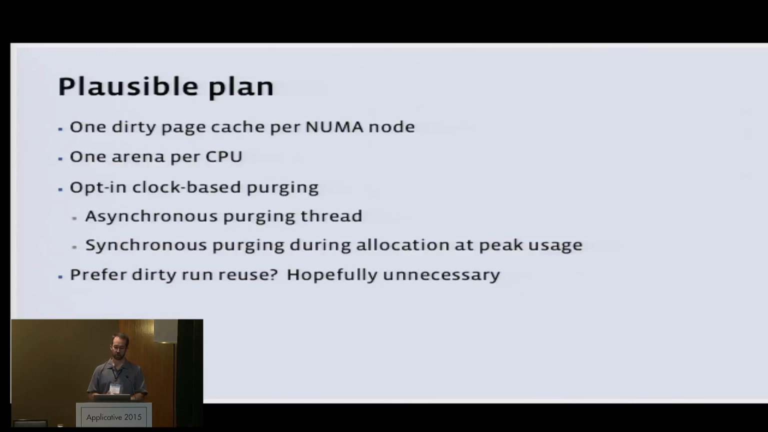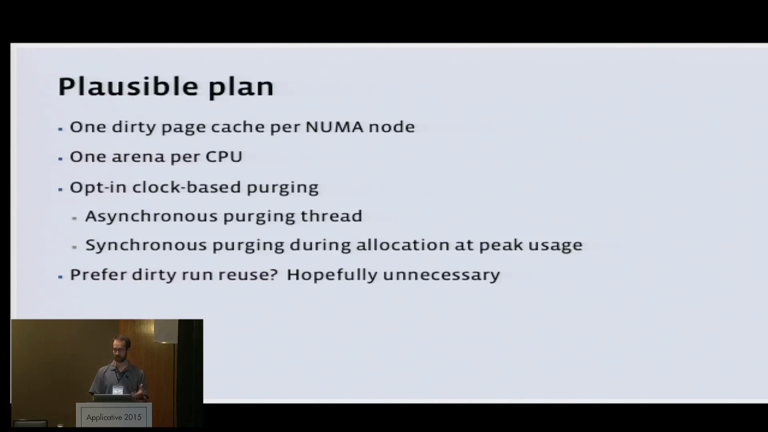Here we are in a nutshell, the plausible plan. We use one dirty page cache per NUMA node. As I was showing a moment ago, that's a pretty good solution when we've got first touch allocation policy. Going to have one arena per CPU. Whether we do this per hyper-threaded CPU versus physical core is not exactly obvious yet. My bias is toward only having one per core, but if we have one per hyper-threaded CPU, then we can be certain that we're not going to have any contention whatsoever.